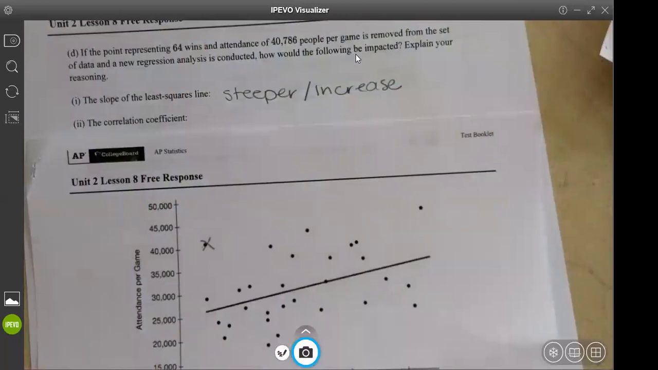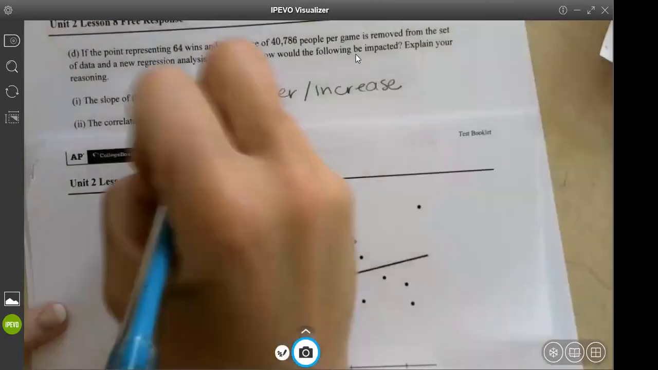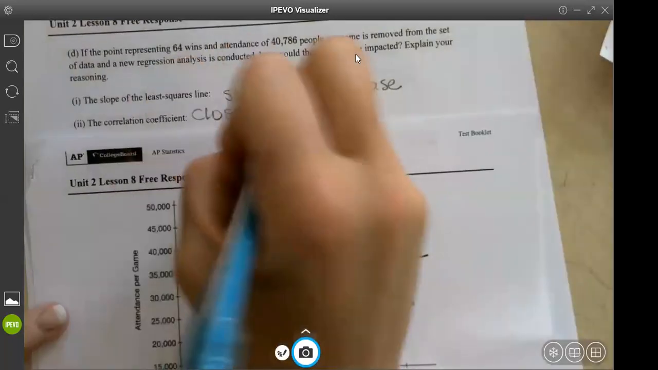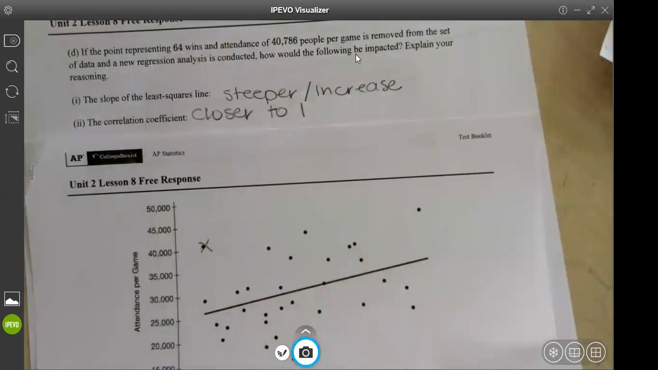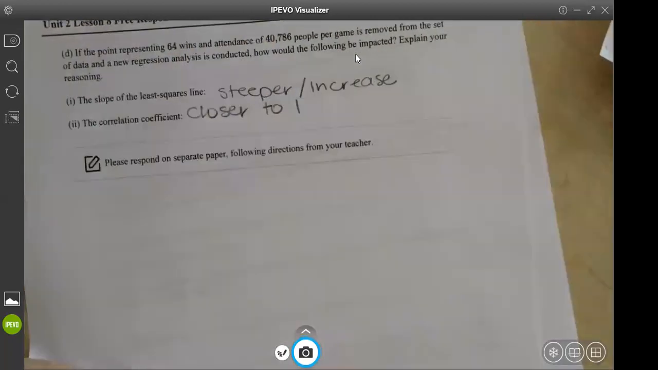What about the correlation coefficient? What do outliers do to the correlation coefficient? It makes it weaker, right? So if we take those outliers out, what's it going to do? Yep, and why? Because we take the outliers out. We're going to make it closer to 1 or stronger. You can say stronger because we're eliminating an outlier. That weakens the correlation. All right, any questions on that?